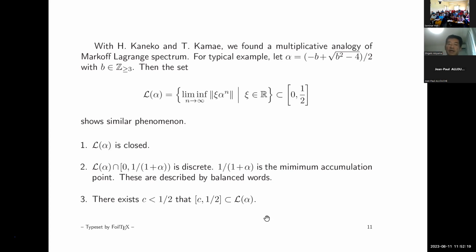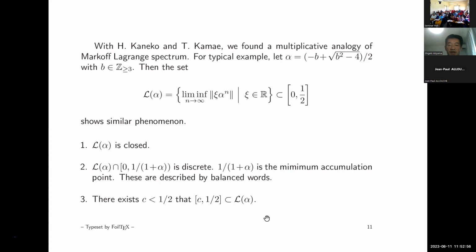And for the proof of this fact, yesterday I talked about the Perron formula, but we use a different formula to embed this problem. So the proof is totally different. The first part of the proof is very, very different, but finally we reach similar phenomena. We were very surprised that the situation is very, very similar.